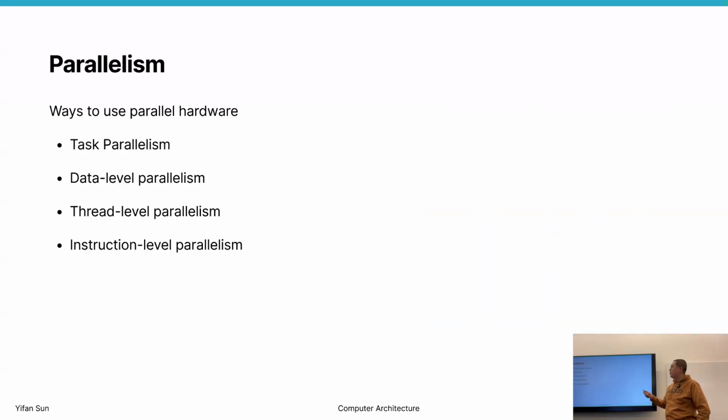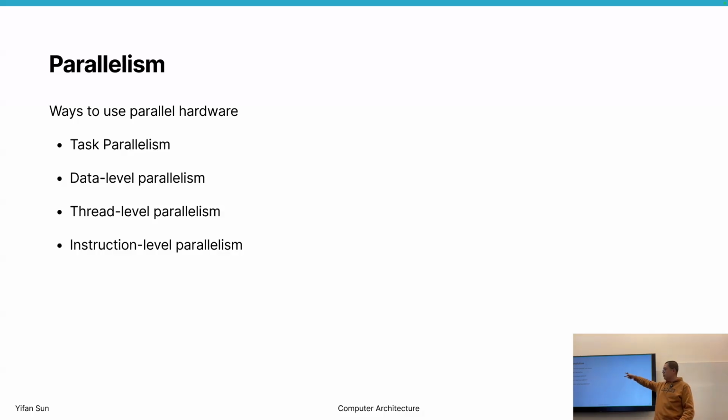We call this parallelism, and there are different types. There are different ways to use parallel hardware. Task parallelism is easier to understand: one program is a browser, one program is a word processor. They're doing different tasks and they can run in parallel. Then we have data level parallelism, thread level parallelism, and instruction level parallelism.